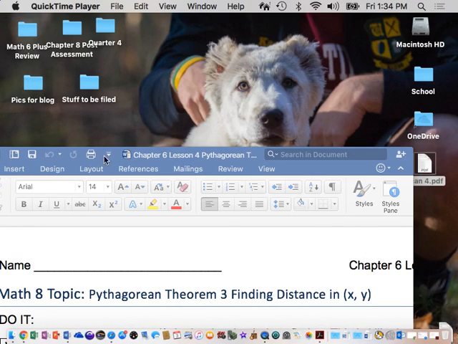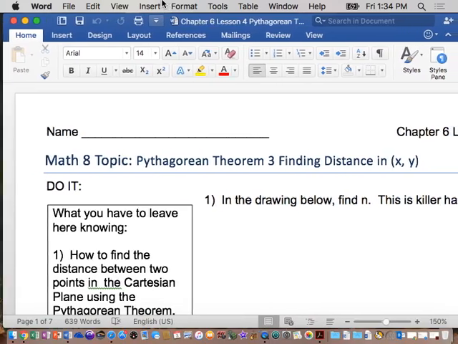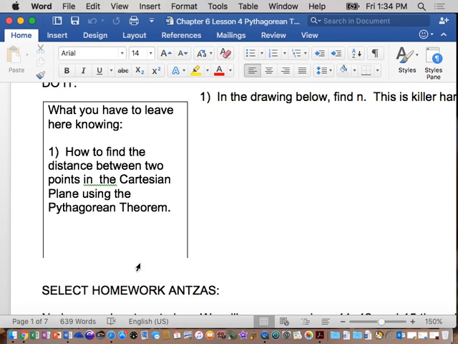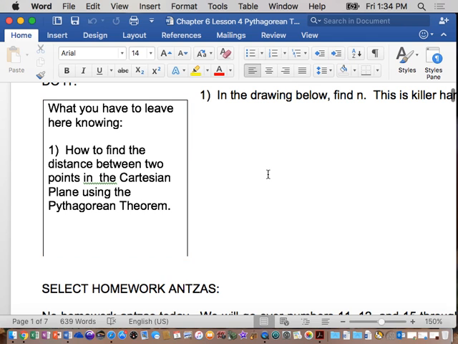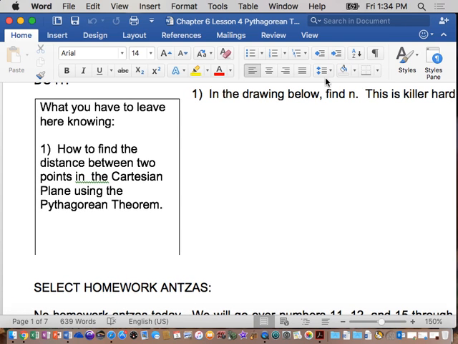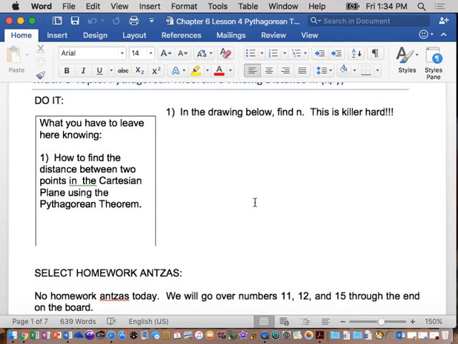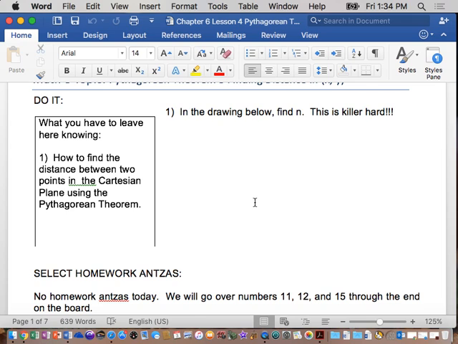All right, now let's take a look at today's lesson sheet. The Pythagorean theorem drawing. Where's my view here? There we go. Okay. All right, this is not going to be easy. Make sure you're facing forward.